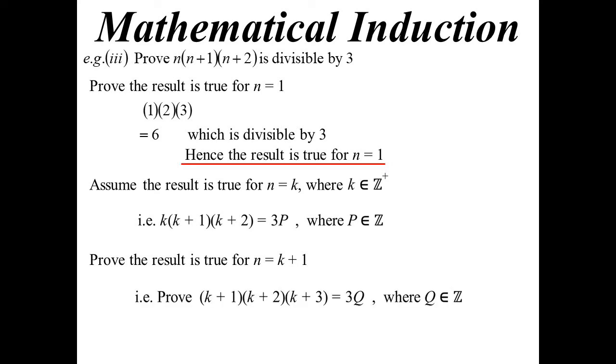I now want to go and prove it true for the next case, k plus 1. So it would be k plus 1 times k plus 2 times k plus 3 is also equal to 3 times some integer. Notice I've changed the letter because it's not going to be the same integer as the one before. So I've called it q. But again, q could be any whole number.